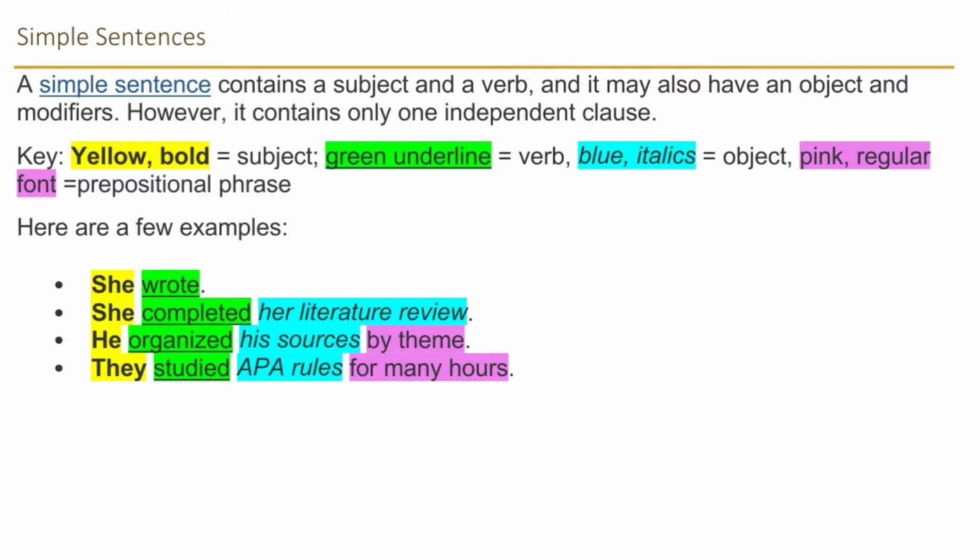For the example, the yellow color is the subject, the green color is the verb, the blue color is the object, and the pink color is the prepositional phrase. The examples are: "She wrote." "She completed her literature review." "He organized his search by team and they studied APA rules for many hours."